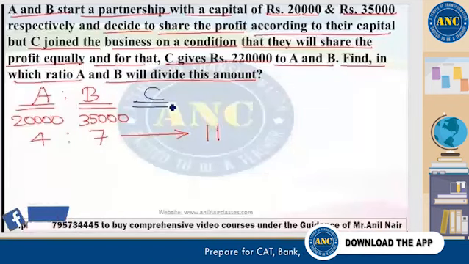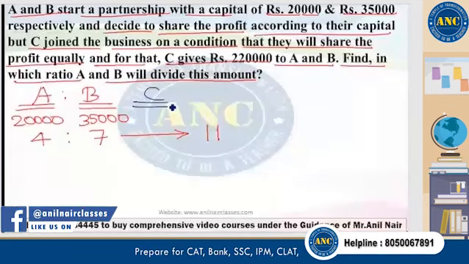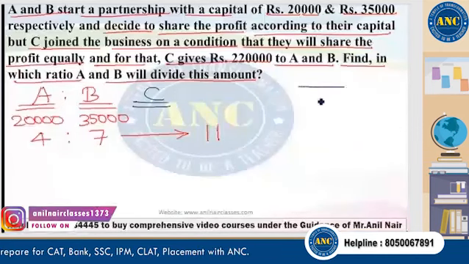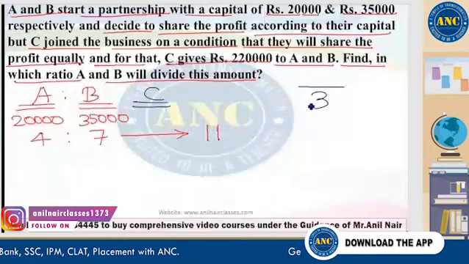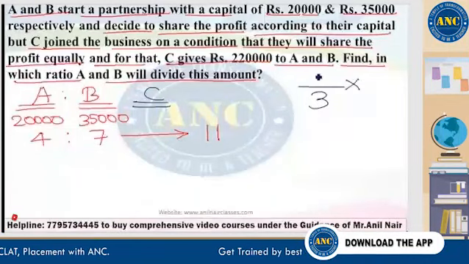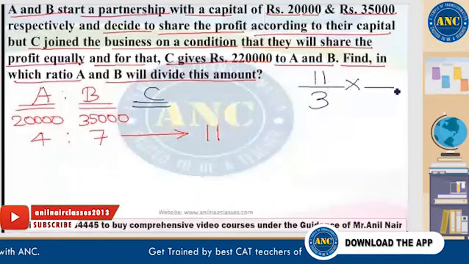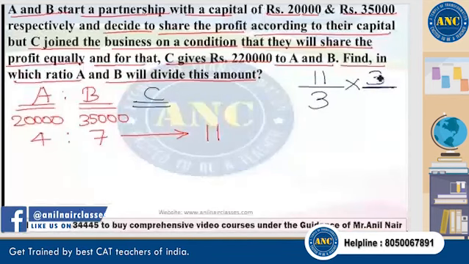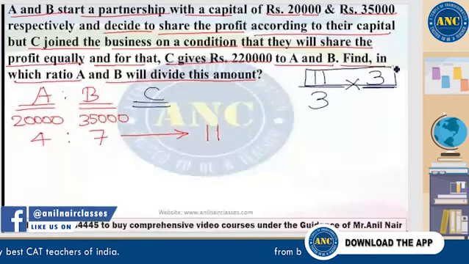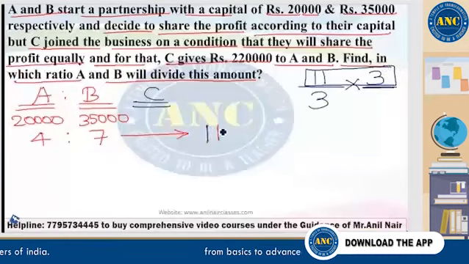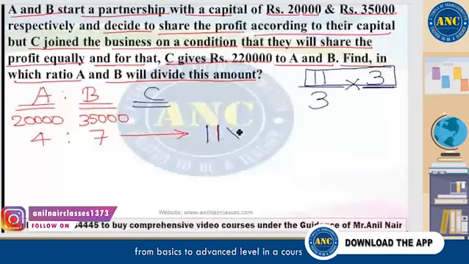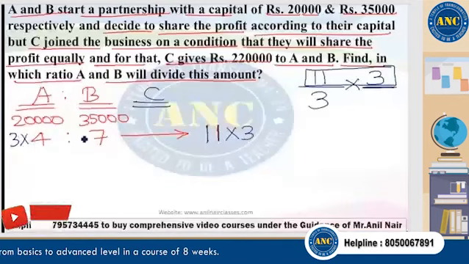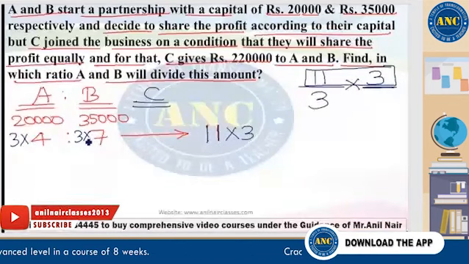Now what I will do is, I will use a smarter approach. 11 should be divided among 3 people, or in other words, it should be divided by 3. That means I will assume a number which is a multiple of 3. Easiest multiple of 3 is 3. That means instead of making this 11 rupees profit, I will make it 33 rupees profit. This also multiply by 3. This also multiply by 3.